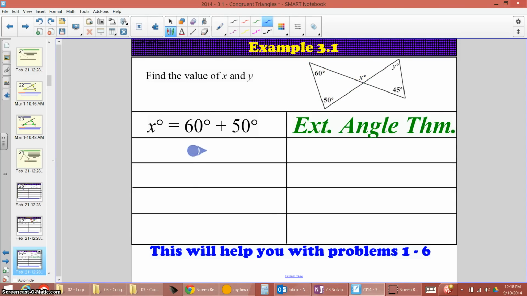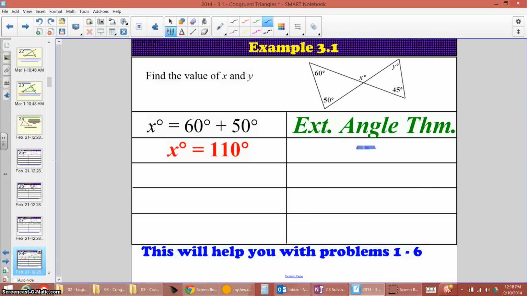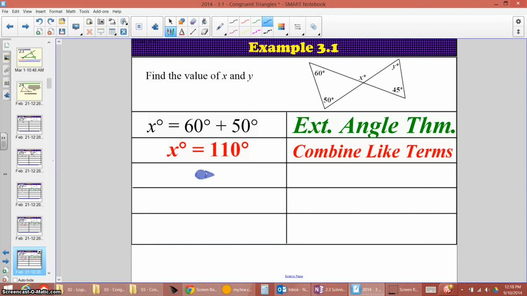See how that works? All right, now I go on and I say x now equals 110. If I tell you that, you've got to be able to say that's from combining like terms. That's just algebra. Now we're looking at y. Y has the same scenario. It's got the triangle and it's got the extended side out.